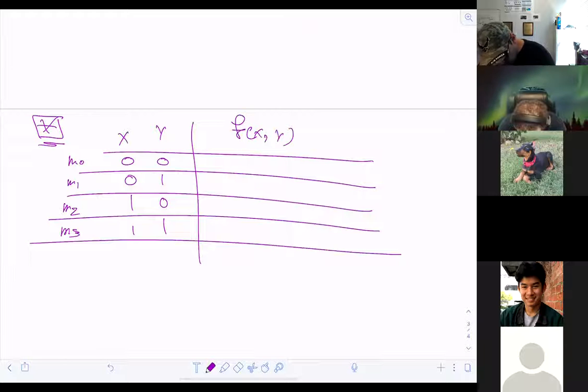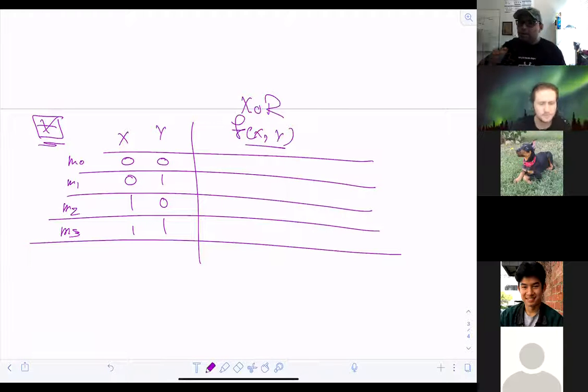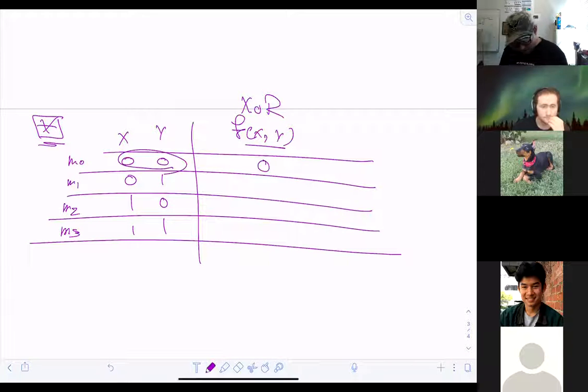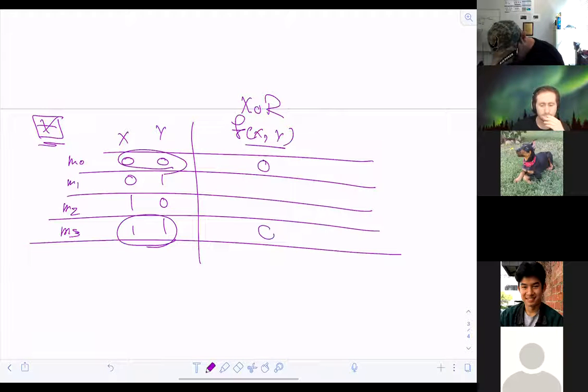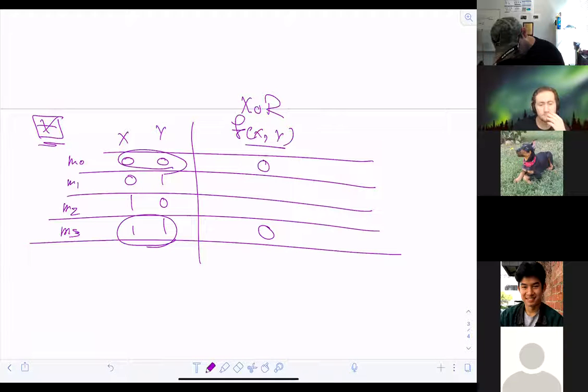Function of X, Y, which is the XOR process, right? I'm looking per state and asking where is the odd number of ones. Zero, zero doesn't have any one, so that means it's zero. The last one, one, one, those are an even number of ones, so still zero. But here, zero, one, it's actually an odd number of ones, just one, right? So it's one, and there is one here.